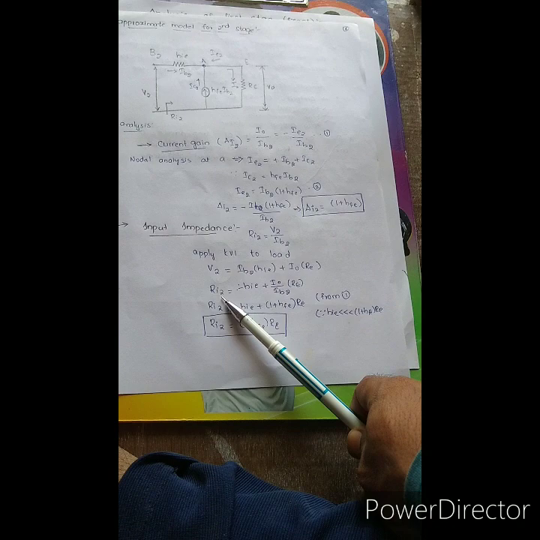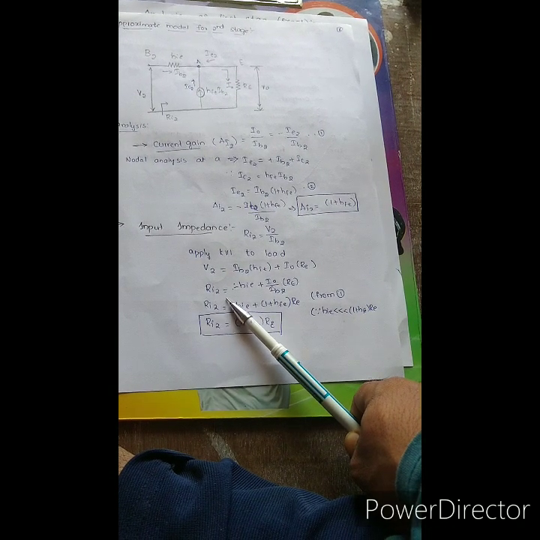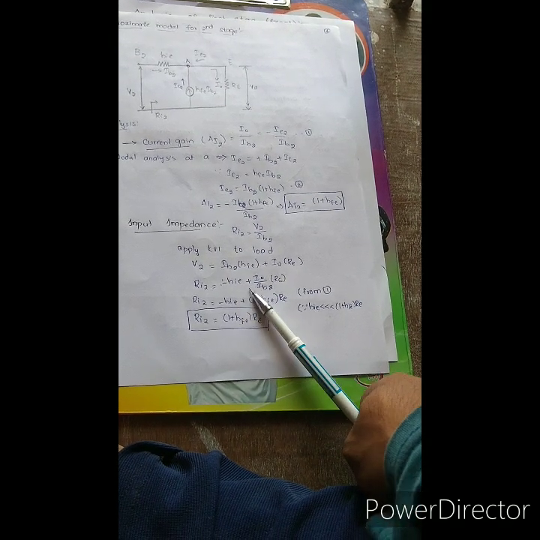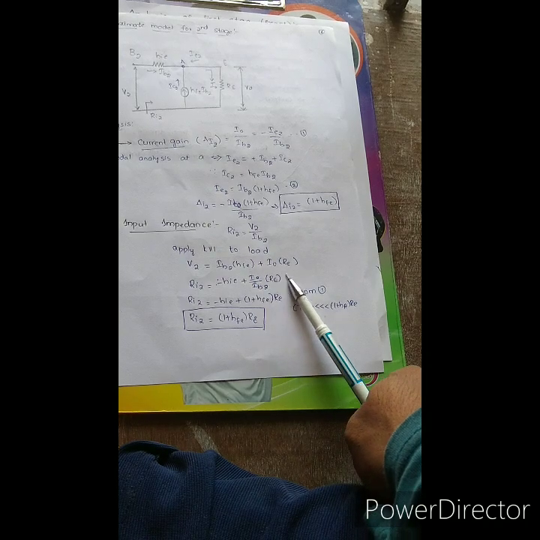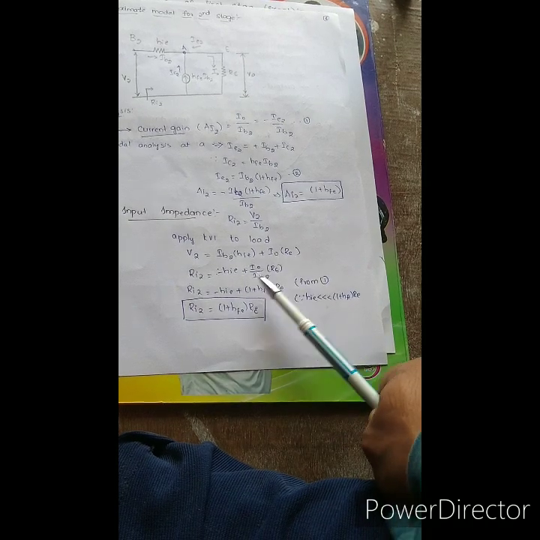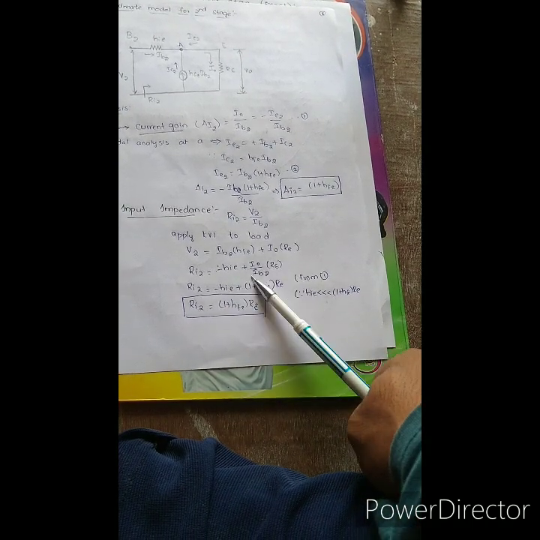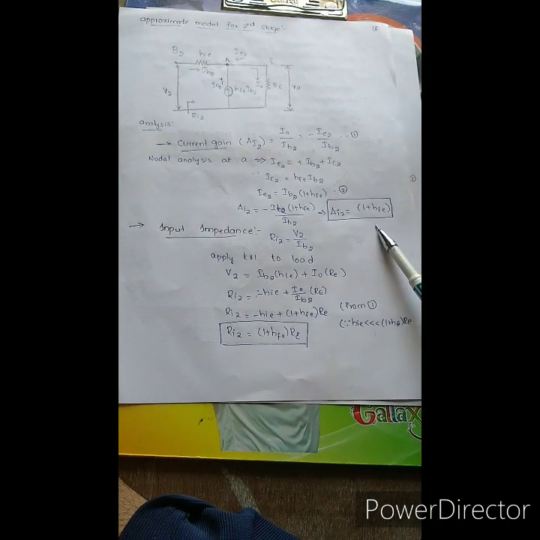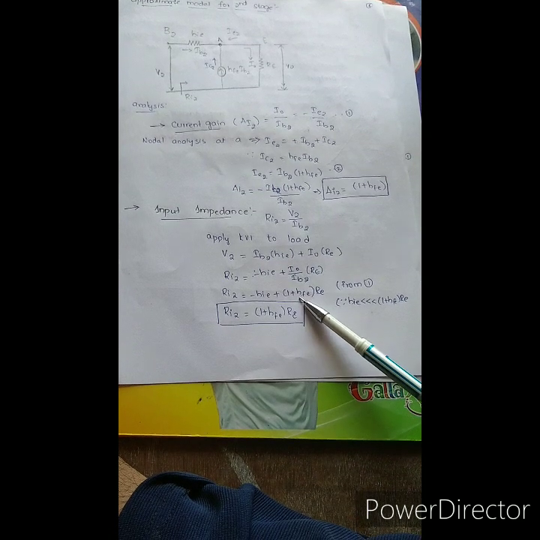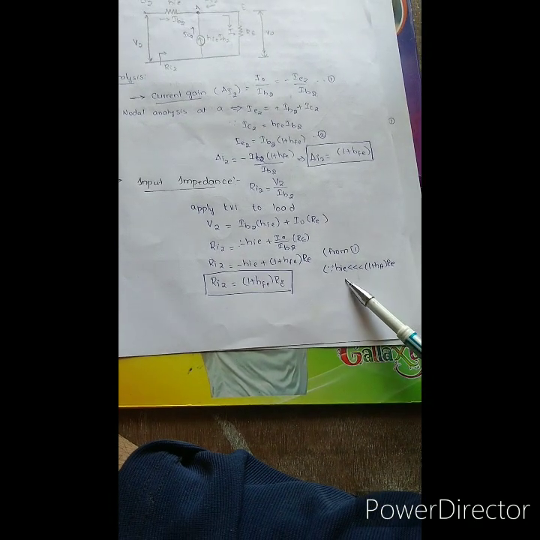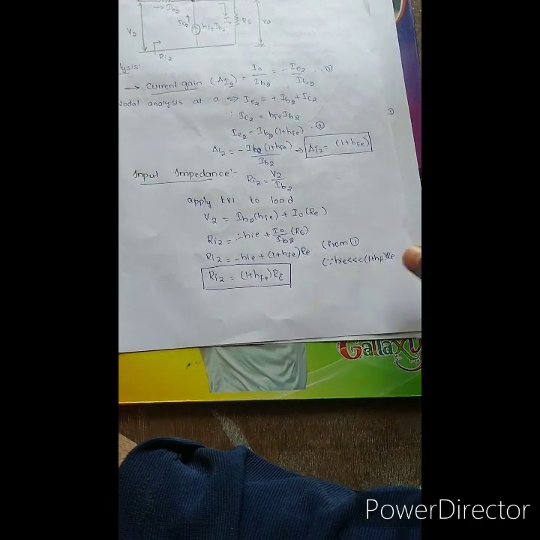From this we know RI2, the input impedance, is equal to minus HIE plus, from equation 1, minus HIE plus I0 by IB2 into RE. RI2 equal to minus HFE. I0 by IB2 from the above: the I0 by IB2 value is 1 plus HFE. So we replace here, friends, 1 plus HFE into RE. So the input impedance is given by 1 plus HFE. And since HIE is very less than 1 plus HFE, we directly write RI2 equal to 1 plus HFE into RE.